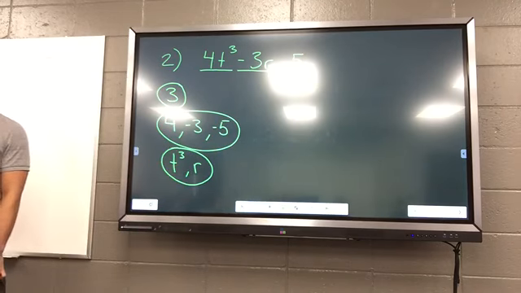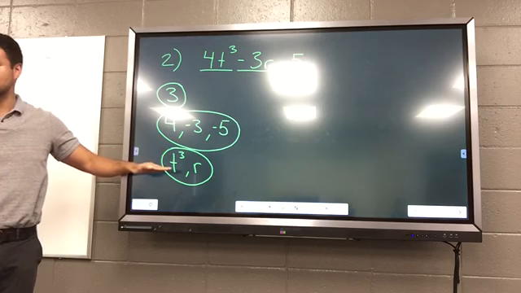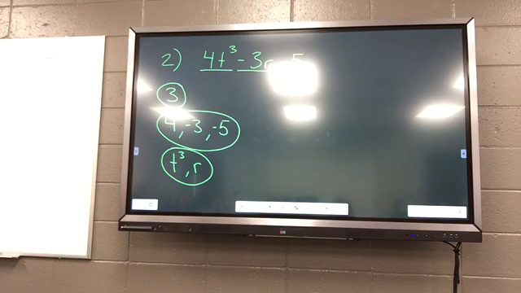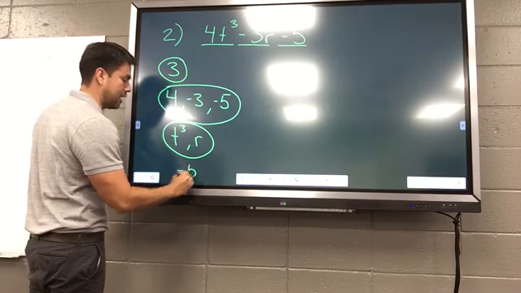Good question. These three are the correct answers so far, but I need a fourth answer. What is the constant? Mary? Negative 5 is the constant.